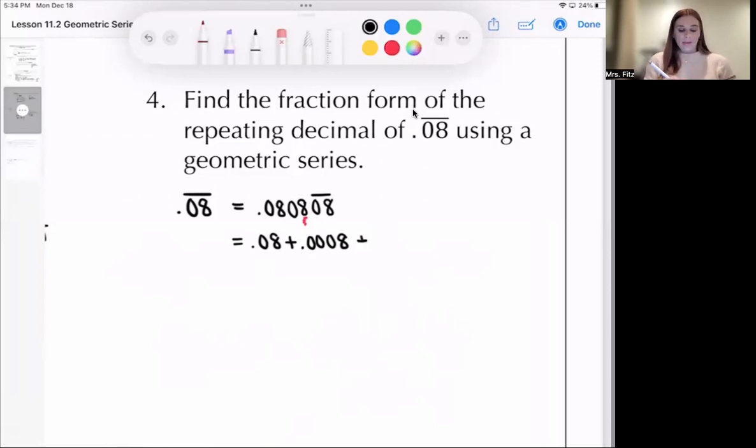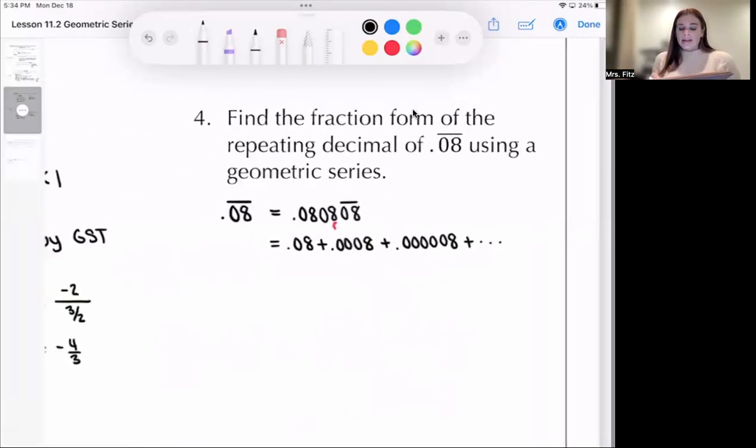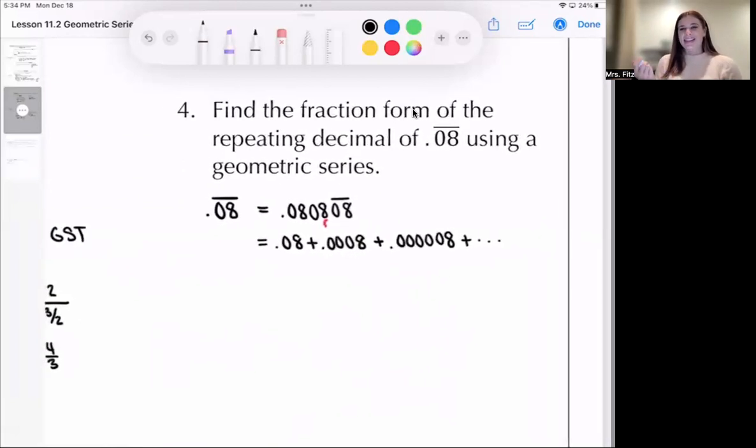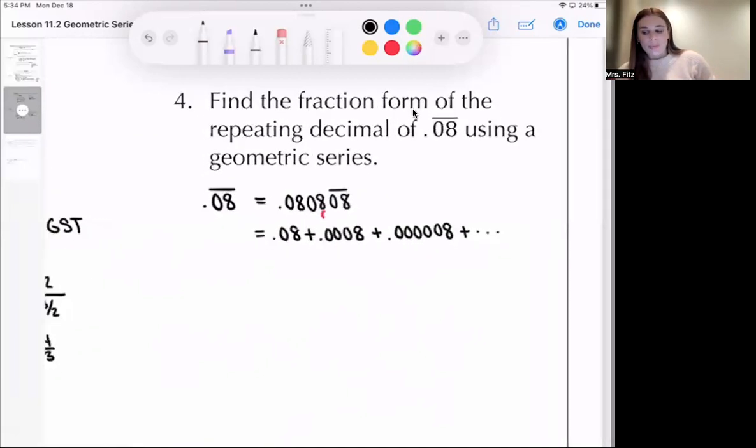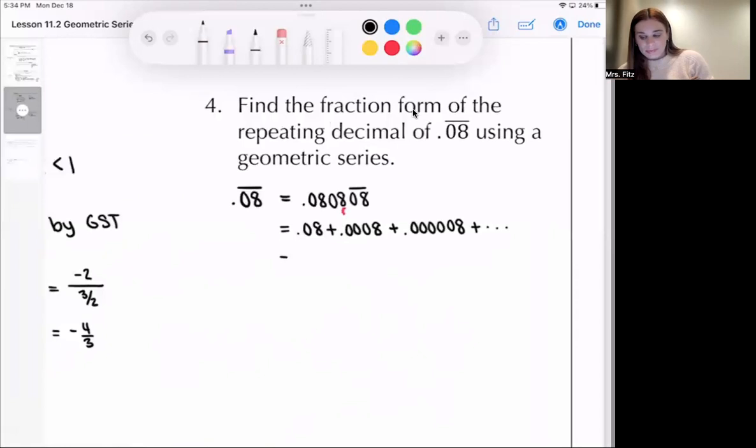And so then my next one would be 0.000008, with 1, 2, 3, 4, 5 zeros, make sure I got that right. And it would keep going. Okay, so let's take a look at this. I think it's easier to do it in fraction form. So think of it as 8 100ths, right? Plus 8 over 10 thousandths, right?